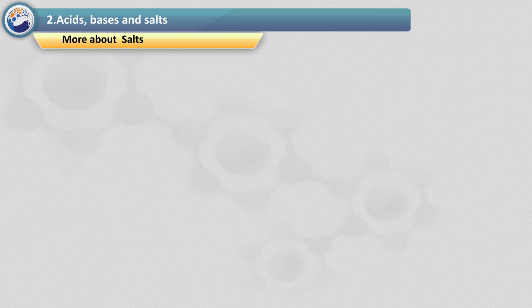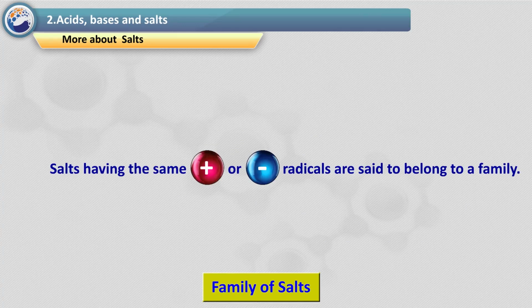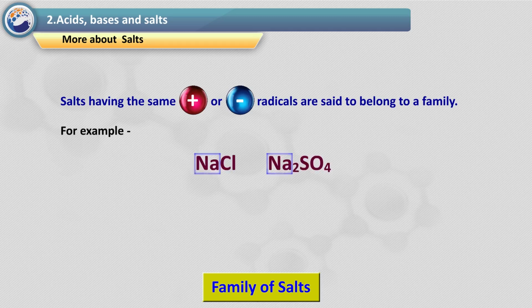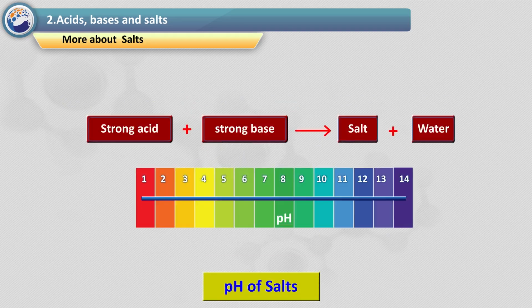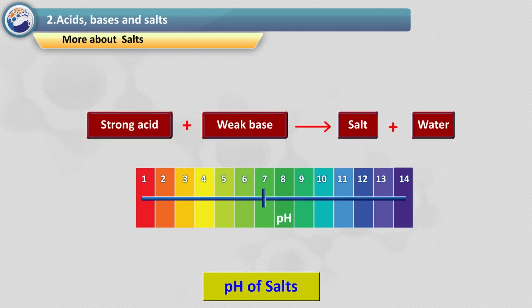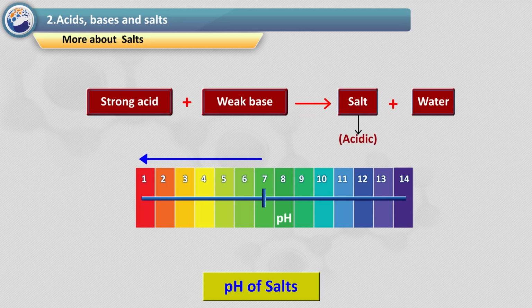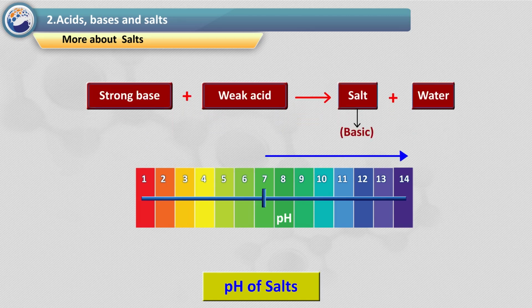More about salts. First, family of salts. Salts having the same positive or negative radicals are said to belong to a family. For example, NaCl and Na2SO4 belong to the family of sodium salts. Similarly, NaCl and KCl belong to the family of chloride salts. Second, pH of salts. Salts of a strong acid and a strong base are neutral with pH value of 7. On the other hand, salts of a strong acid and weak base are acidic with pH value less than 7, and those of a strong base and weak acid are basic in nature, with pH value more than 7.